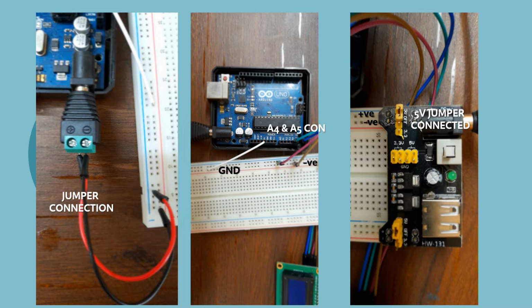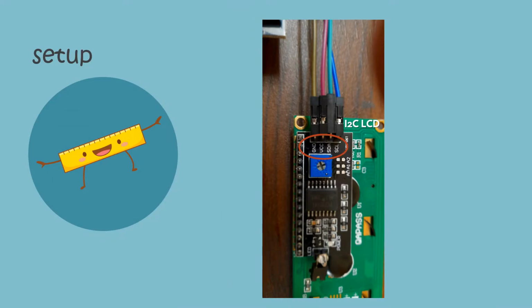This is a very important point. Then we have the 5-volt jumper connected on the MB102 and the MB102 itself is plugged into the breadboard. Here are the connections on the LCD side with the SDA, SCL, VCC and ground pins duly connected.